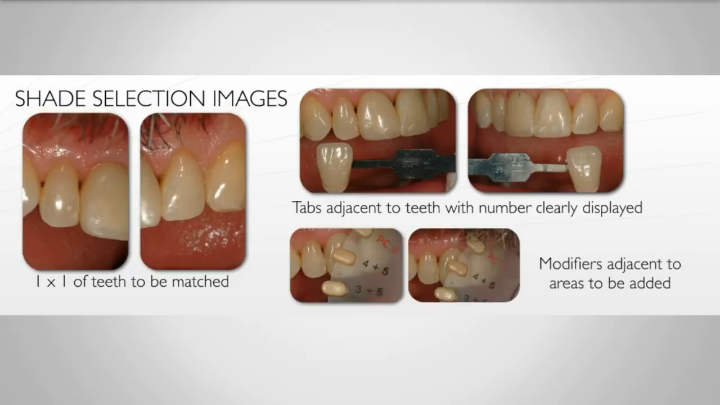And I'm going to customize a little bit. Here I'm using Ducera modifiers. What we're using now is Noritake. It's a very good material for both your Emax and for your zirconia crowns. These particular crowns are not Emax.